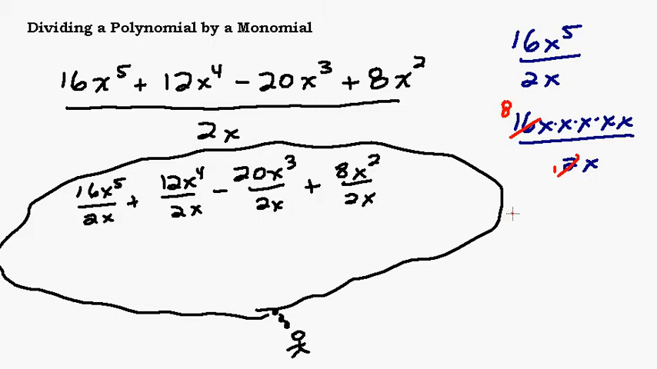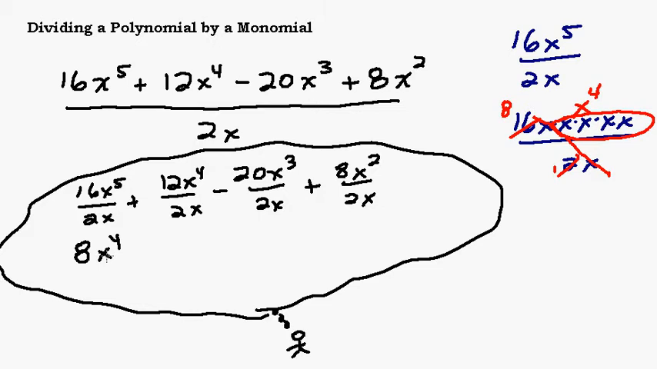Now what about the x's? I mean, the 16 divided by 2, that's the easy part. What about the x's? So what can I do here? Well, I can cancel one of these x's. I can cancel 1 x on the top with 1 x on the bottom. And what does that leave me up here? x times x times x times x, or x to the fourth. So my answer for 16x to the fifth over 2x is 8x to the fourth. That's just this first part.